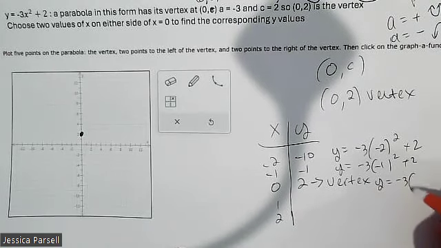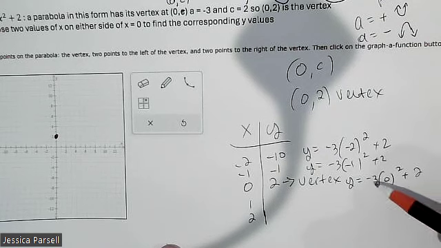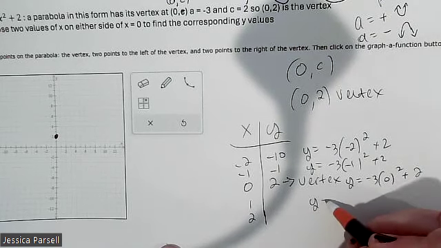Y equals -3 times 0 squared plus 2. We know 0 squared is 0. 0 times -3 is 0. 0 plus 2 is 2. But you don't need to go through that if you don't want to.